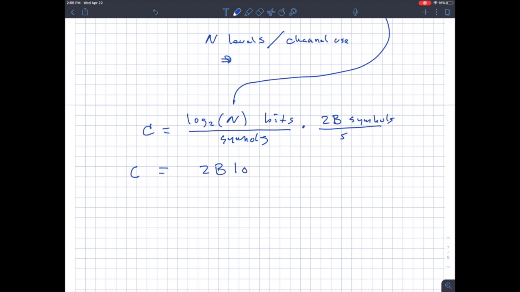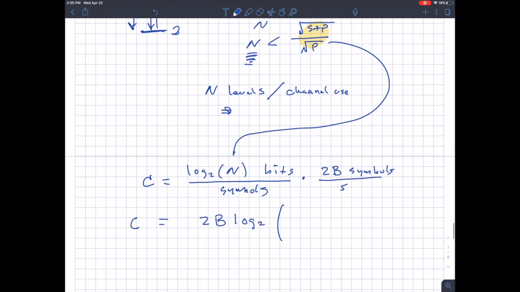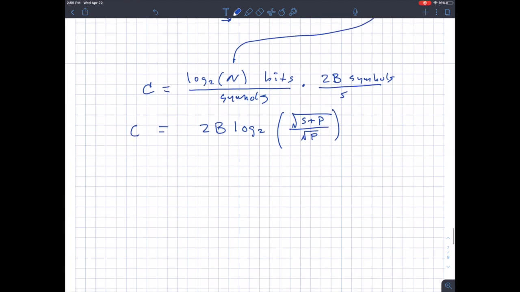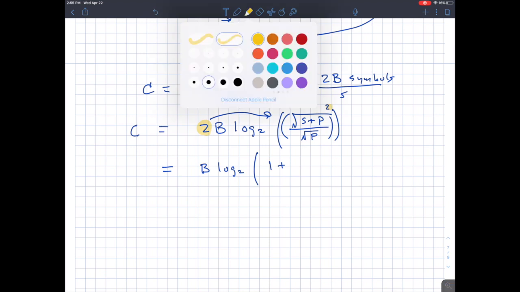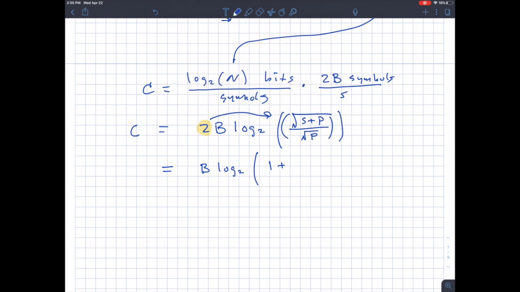Our channel capacity is going to be 2b log base 2 of square root of s plus p over square root of p. Then using a property of logs, I can push the 2 back into the argument, and I would get b log base 2 of square root of p over square root of p, which would be 1, plus s over p, since if I push the 2 inside, there'd be a square on each term. So this is 1 plus s over p. That's it. That's the channel capacity theorem.